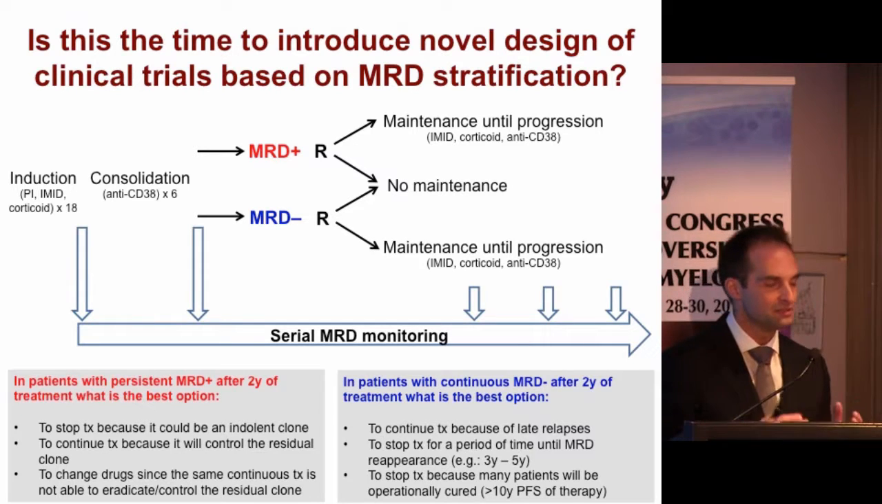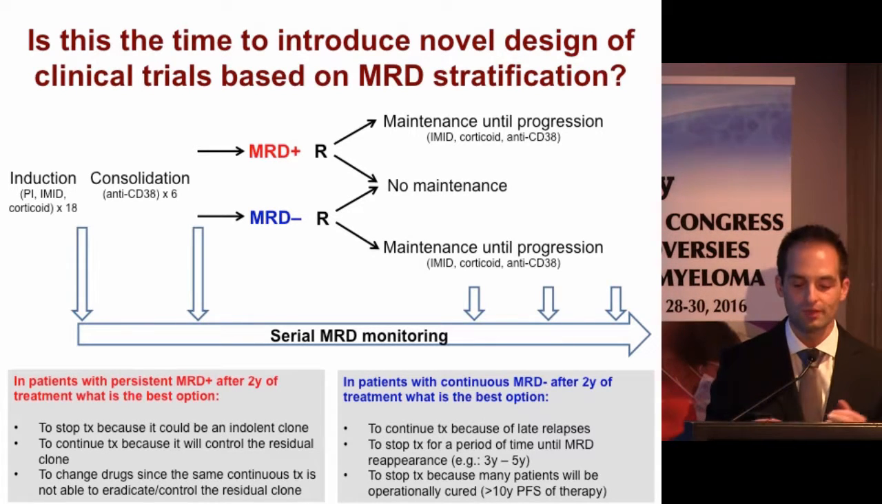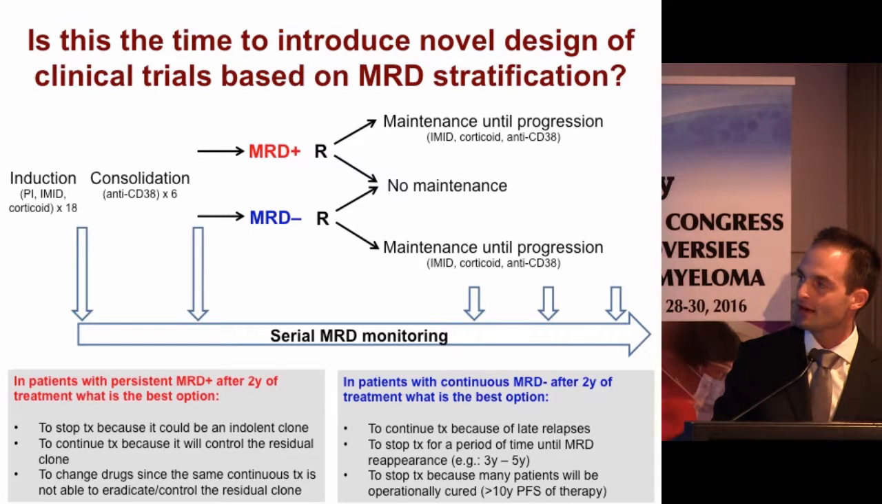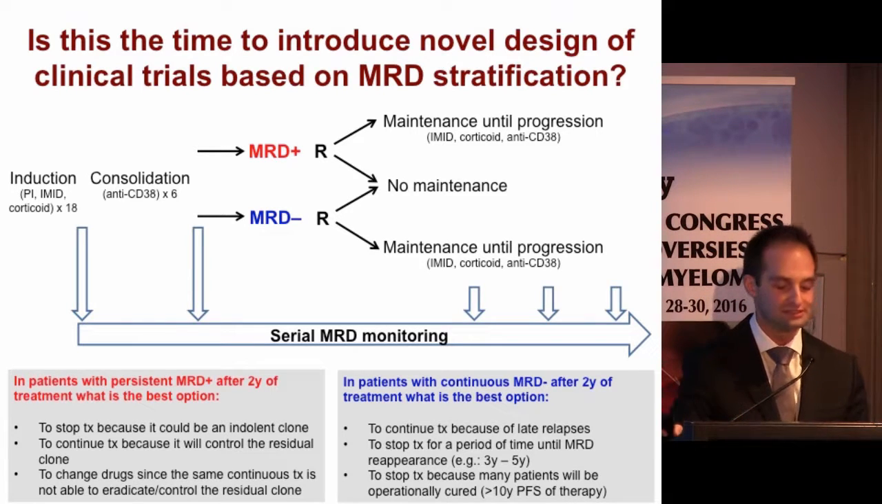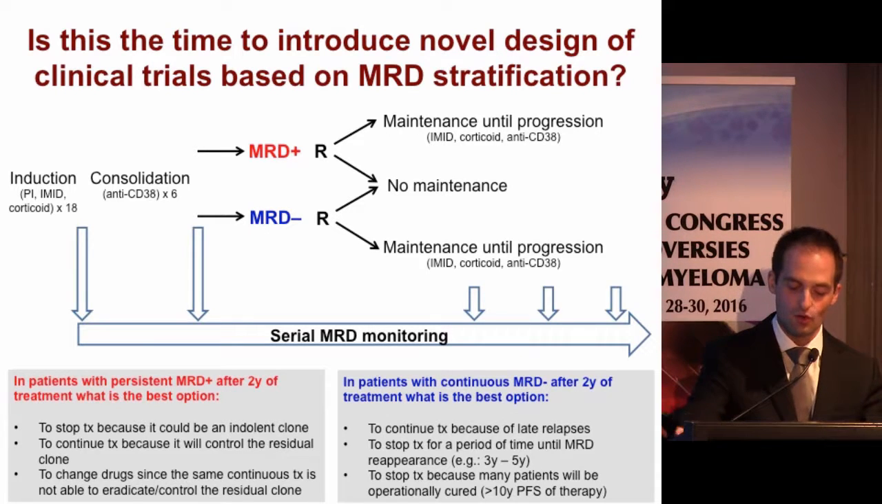But alternative yet important questions can also be made for patients with a continuous MRD negativity after 2 years of state-of-the-art therapy. What is the best option in 2016? To continue because of late relapses, perhaps to stop therapy for a period of time, potentially 3-5 years of treatment-free interval, or even to stop therapy at all because many of the patients, potentially those with a sustained MRD negativity, might in fact experience operational cure.